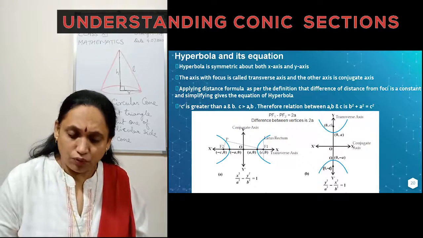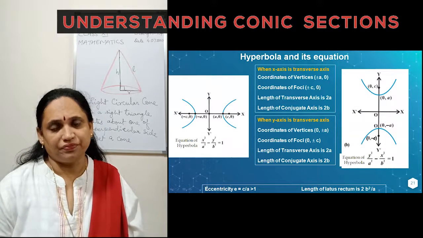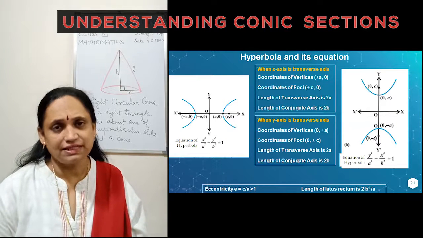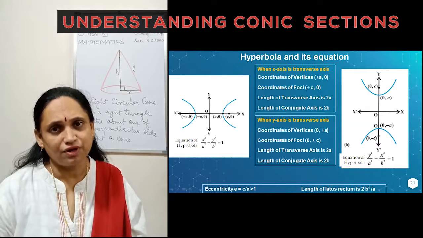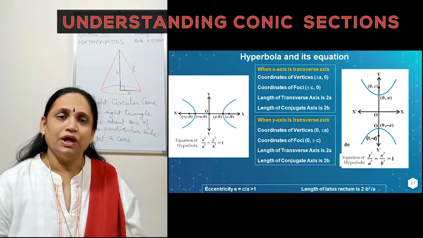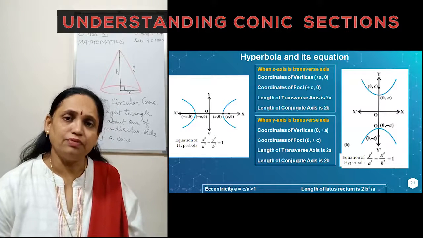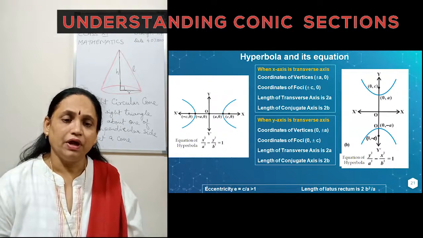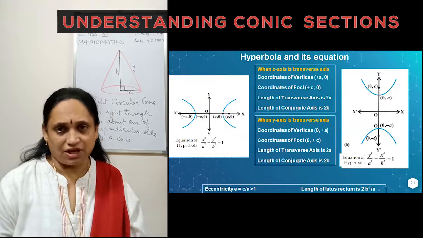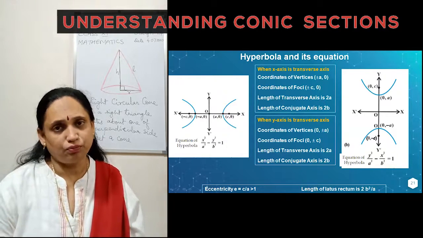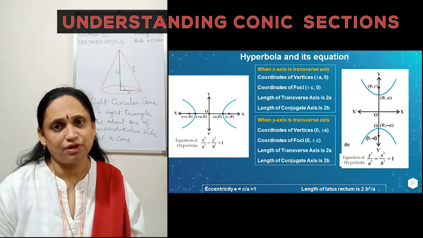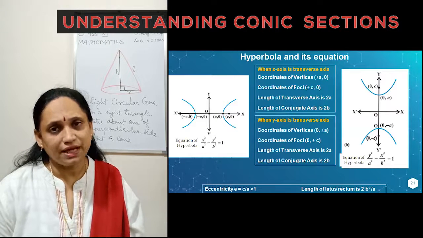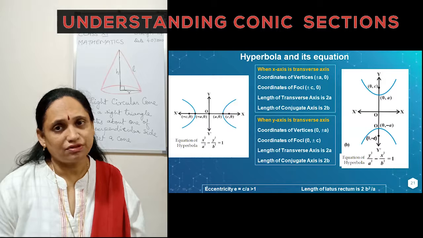Now the next, so what all we have learnt about this figure? The equation of hyperbola when x-axis is the transverse axis is x square upon a square minus y square upon b square is equal to 1. The coordinates of the vertices are plus or minus a comma 0. Coordinates of the foci are plus or minus c comma 0. And when the y-axis is the transverse axis, the equation of hyperbola is y square upon a square minus x square upon b square is equal to 1. The coordinates of the vertices are 0, plus or minus a. Coordinates of foci are 0, plus or minus c.